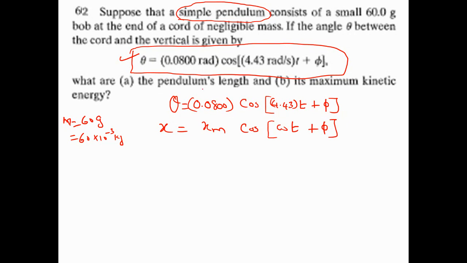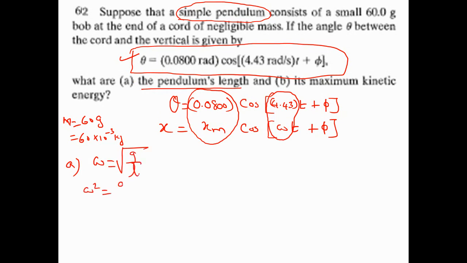Now, my dear, listen carefully. What is your xm? My xm is 0.080. What is my omega? My omega is 4.43. By using this, I am going to find the answer for the pendulum. My dear, what is the formula? My pendulum rule, omega equals square root of g over L. Therefore omega square equals g over L. Therefore my length equals g over omega square.